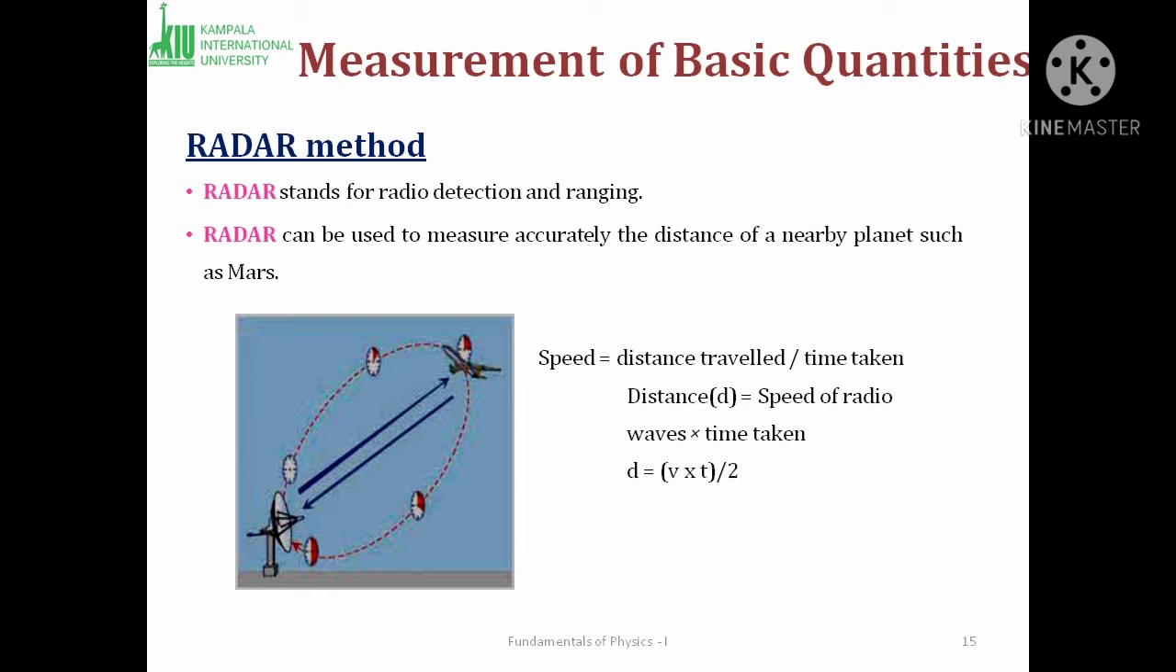So distance d is equal to v into t divided by 2. Here v is the speed of the radio wave, t is the time taken, and d is the distance traveled. As the time taken is for the distance covered during the forward and backward path of the radio waves, it is divided by 2. It is also used to determine the height at which an aeroplane flies from the ground.